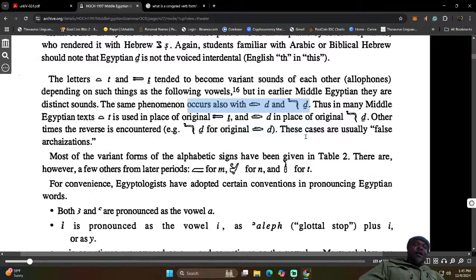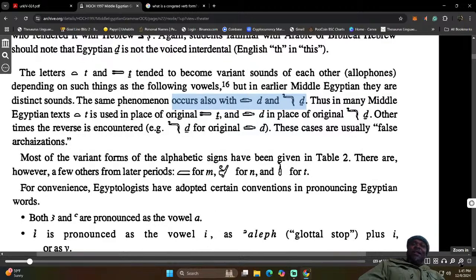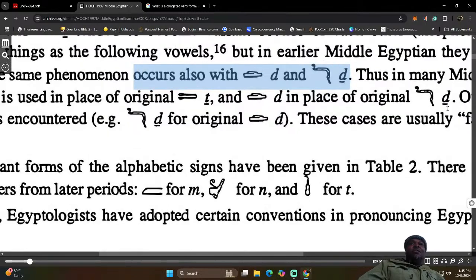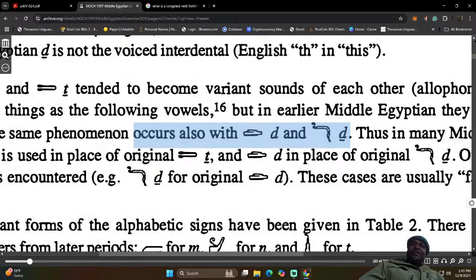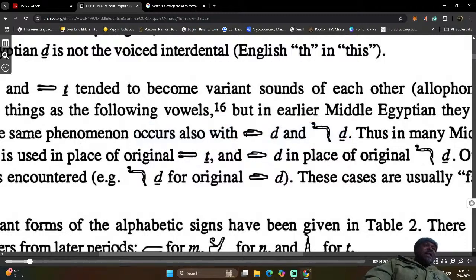We have to know this. If you really want to read the Medu Netcher like the ancient scribes were reading it, you can't not know this, because we're going to come across it in the text. People be wondering how I figure something out. It's just because I read the parts of the book like this. It's not like anything special. Sometimes it's my intuition. But now look. The phenomenon occurs also with the D and the J.